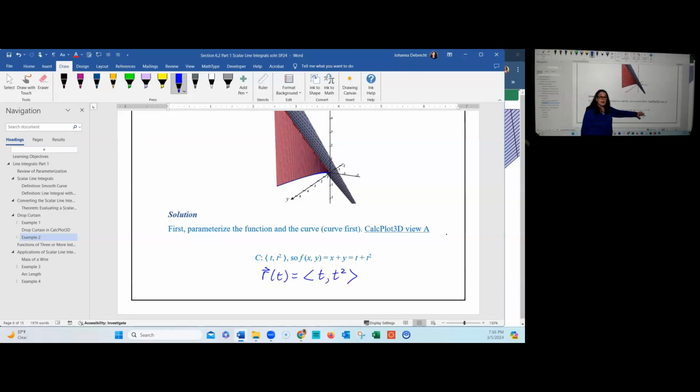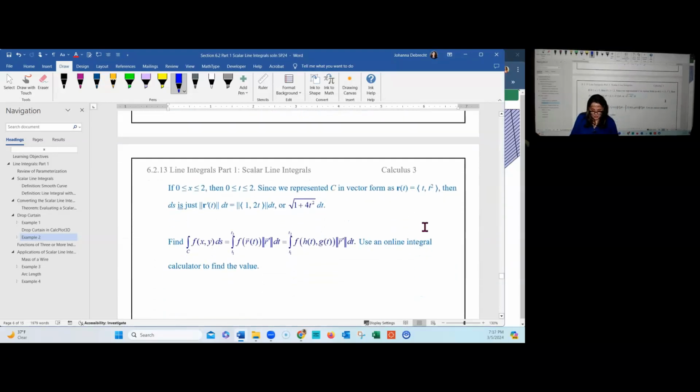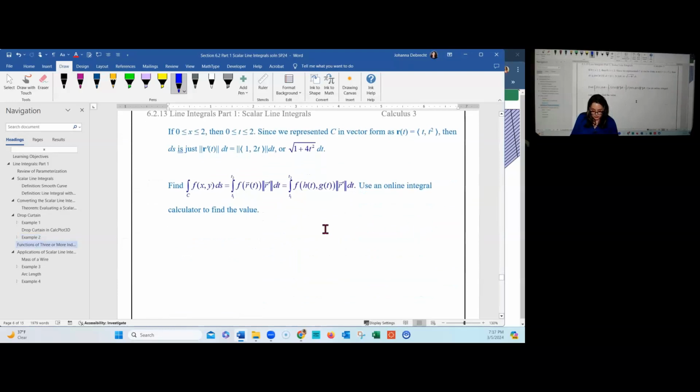Our surface is x plus y, the slanted plane, in this dark gray. X is t and y is t squared, so that makes the function t plus t squared. Now that we've parameterized it, and we know that t varies from 0 to 2, we want to go ahead and start writing down the value of the scalar line integral.